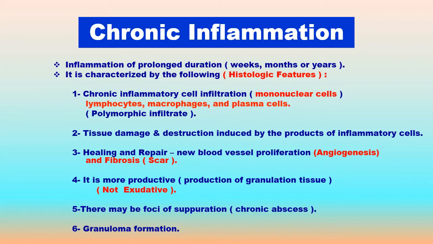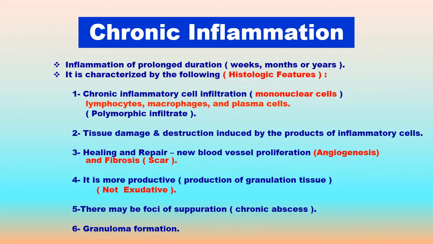Chronic inflammation is defined as inflammation of prolonged duration. It takes weeks, months, or years. In contrast with acute inflammation, which is distinguished by vascular changes, inflammatory exudate or edema formation, and a predominantly neutrophilic infiltrate, chronic inflammation is characterized by a different set of reactions, which are the following histologic features.